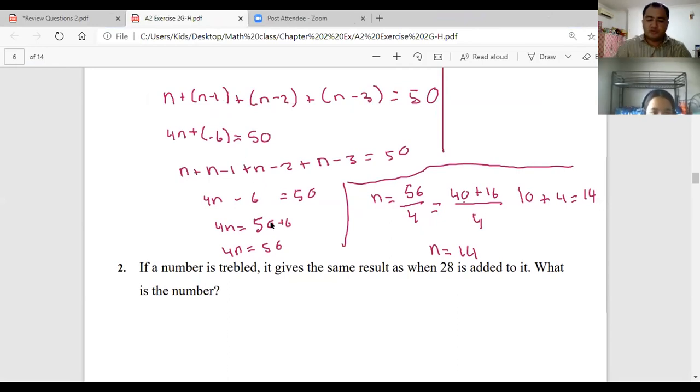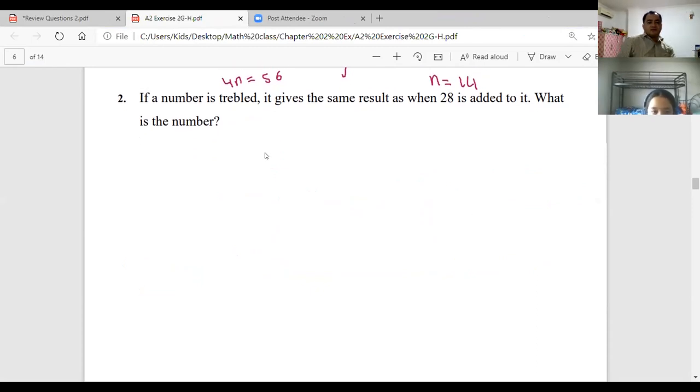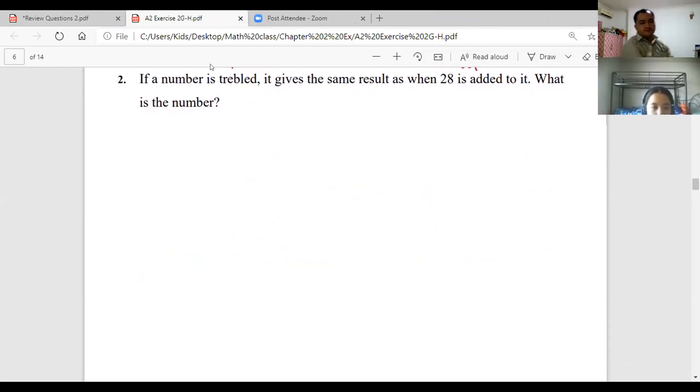Okay. Anna, let's solve question two and we will finish this class, okay? If a number is trebled, it gives the same result as when 28 is added to it. What is the number? Now after reading this question, Shahina, read it fast for the first time. And for the second time, when you're reading this, read a bit slowly and try to understand every sentence, every word if possible.